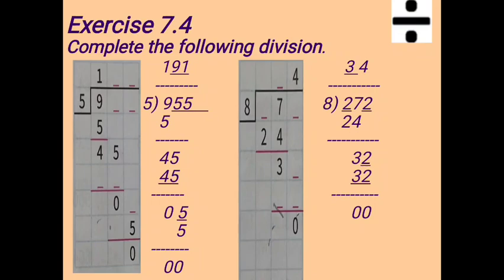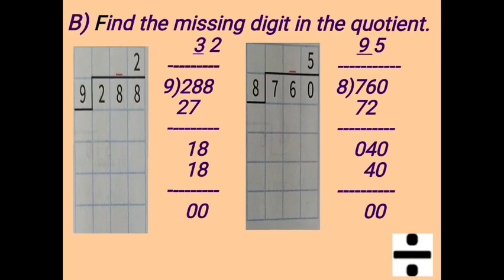Now next, section B, find the missing digit in the quotient. Here we are going to find the missing digit in the quotient. Here they have given you the equation, that is 288 divided by 9, and the first number is missing over here.